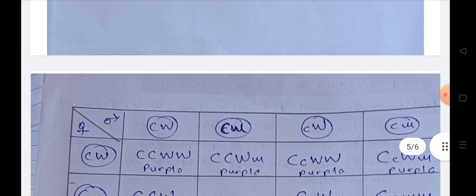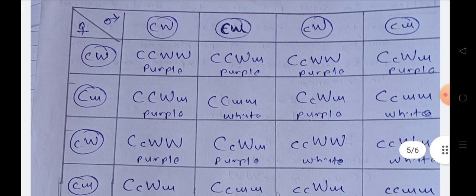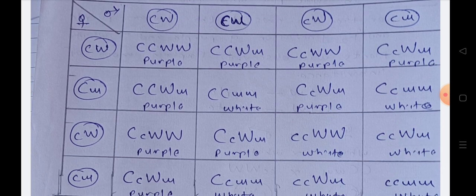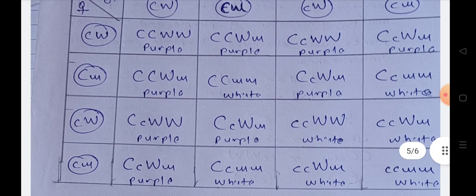So with the help of the checkerboard, we can draw it. Enter the female gametes vertically and the male gametes horizontally, and just do the multiplication. Within that, 16 genotypes are obtained. We can observe that when capital C and capital W are both there, that combination will be purple.